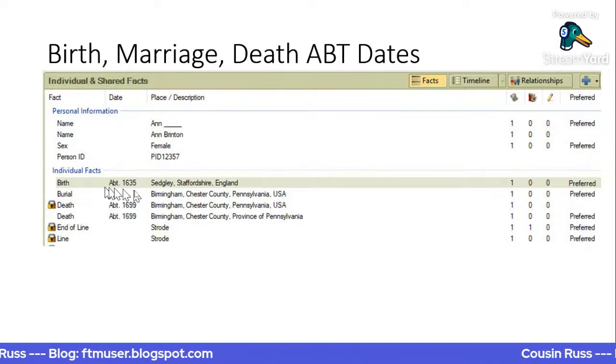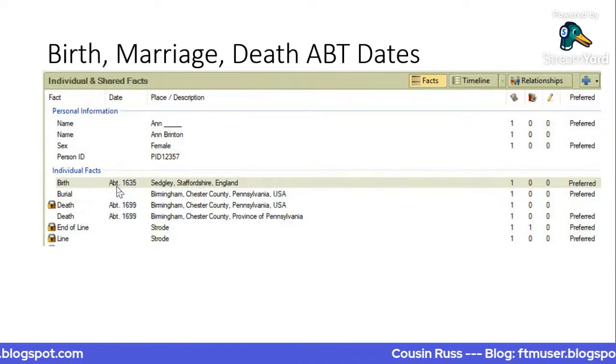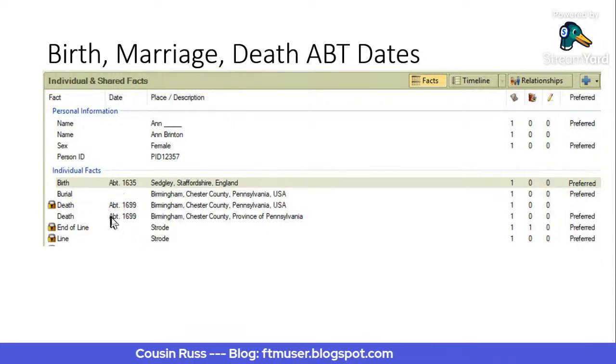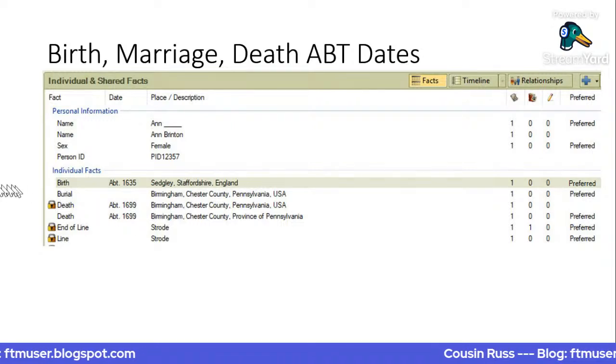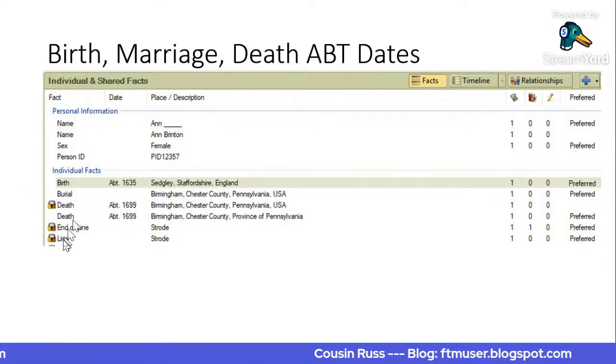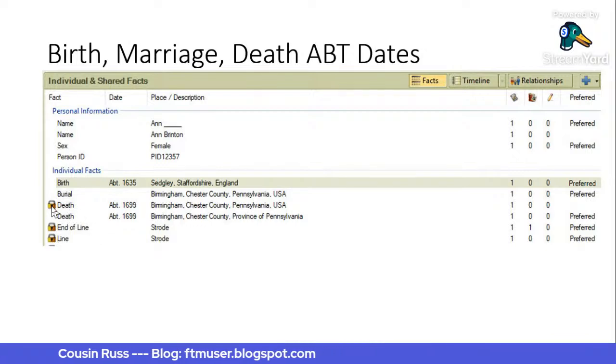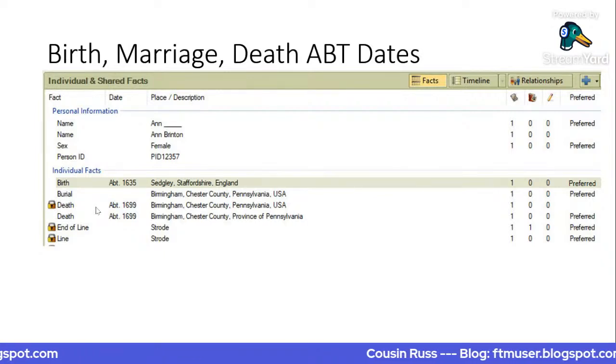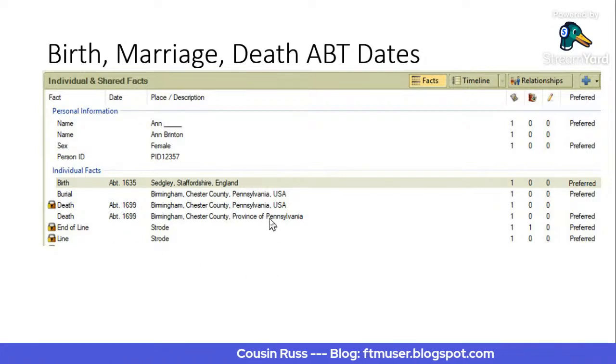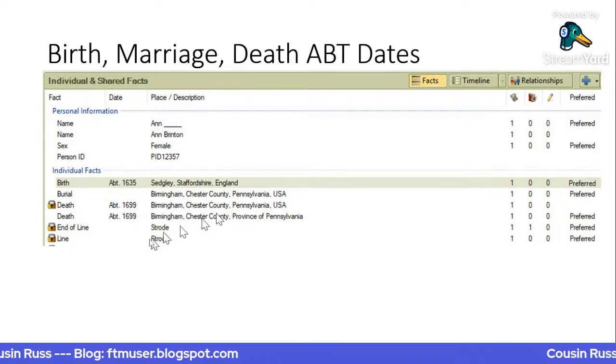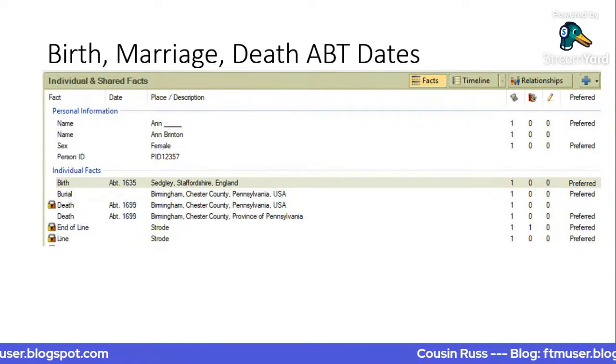So you see that her birth date is about 1635. Her death date is about 1699. Now, you'll notice that there are some padlocks on the left-hand side. A padlock means that it is private. It will not display on Ancestry, but I want to see it. The other thing that's here is historic place names, and that's a topic for another discussion.